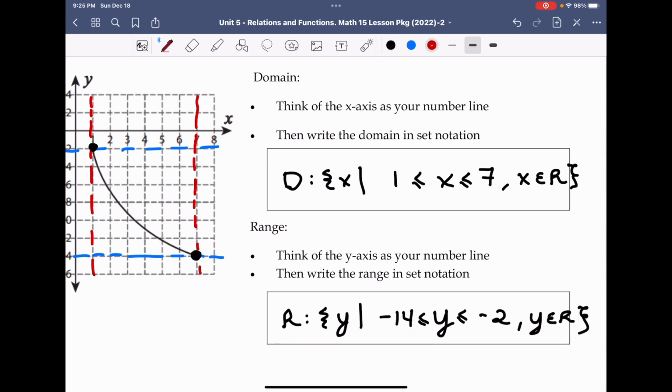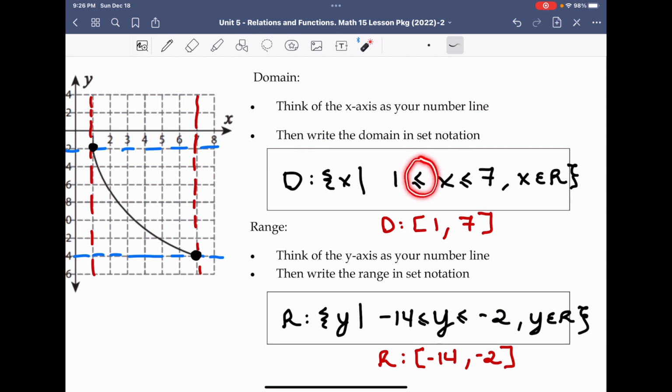Okay, for interval notation, domain. If the endpoints are included, it is square brackets. It's going to be 1, and my largest value is 7, square bracket. Range is going to be our lowest value is negative 14, our highest value is negative 2. And do you see the correlation here? Less than or equal or greater than or equal to? If it's greater than or equal to with that equal sign there, it's a square bracket, meaning included. Same thing with the range. Greater than or equal to, it's a square bracket indicating it is included.